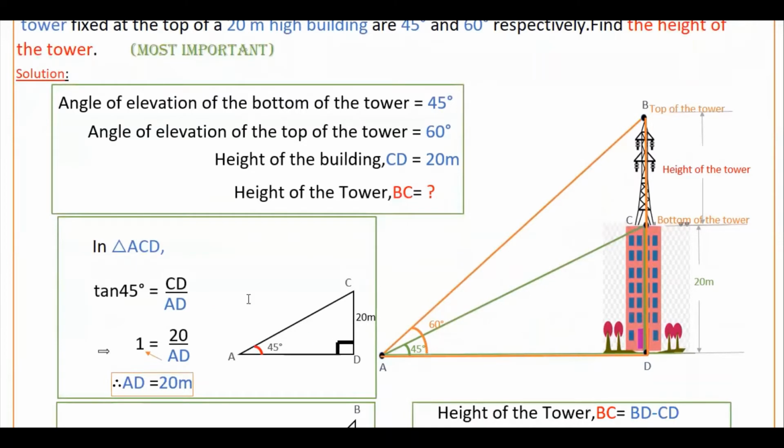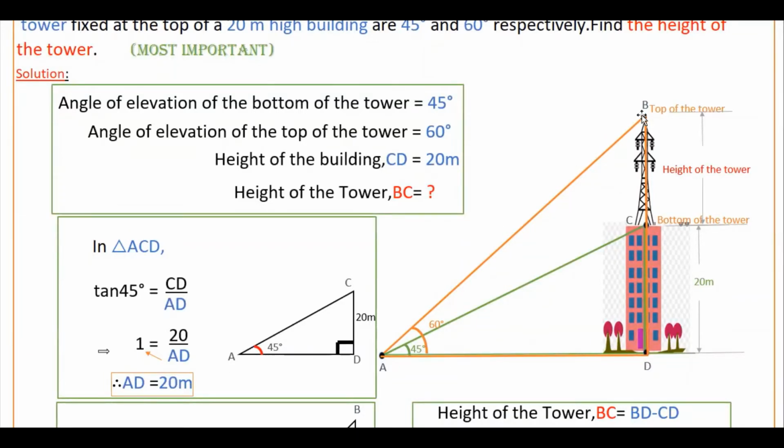First take this triangle. In triangle ACD, tan 45 degrees. You can see from here, tan 45 degrees is equal to CD by AD. So CD is the height of this building, that is 20 meters. So CD by AD. Tan 45 is 1. So 1 is equal to 20 by AD. Therefore, AD is equal to 20 meters. So this distance AD is equal to 20 meters.